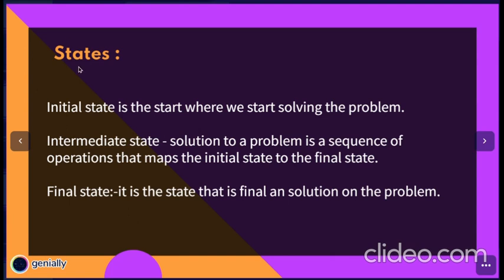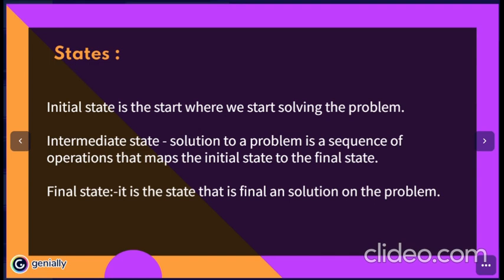The second state is intermediate state. Intermediate state is a solution to the problem in a sequence of operations that maps the initial state to the final state. That is, the in between states that are generated are called intermediate states. Now let's move on to the final state.